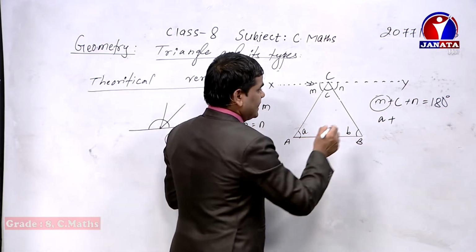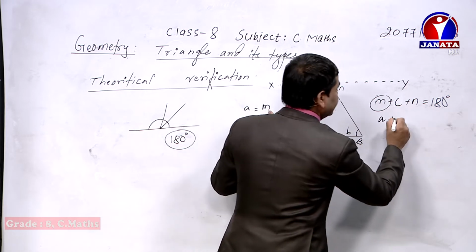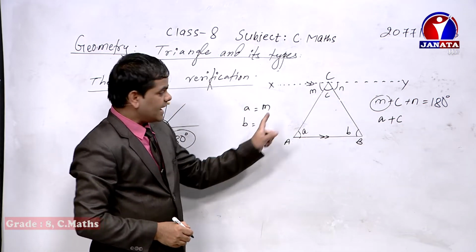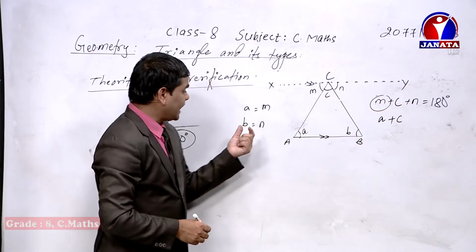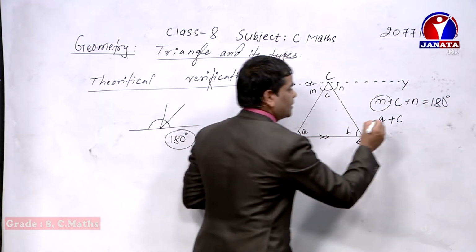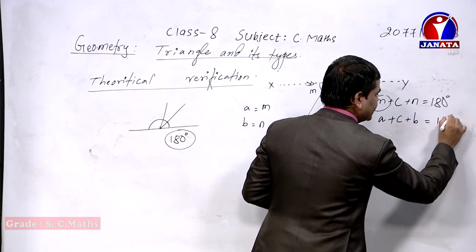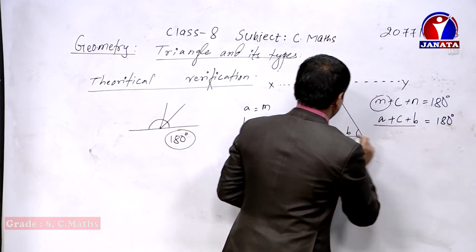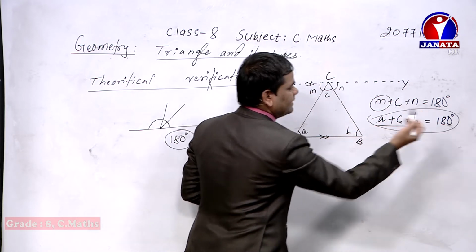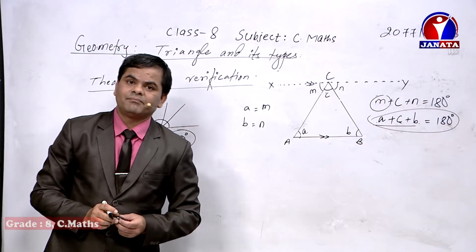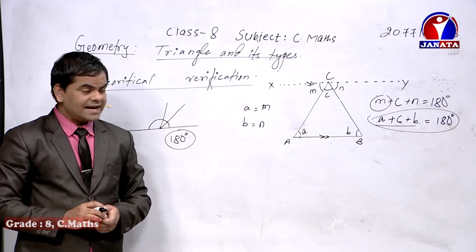Now look here, dear student, in the place of M we can write A because they are equal to each other, and to the angle C leave it the same, C, and then in the place of N, N is equal to which angle? Angle B. So in the place of N we can replace B. Now their sum is already 180 degrees, so angle A plus B plus C, their sum is 180 degrees. So this is the way of verifying theoretically that the sum of the angles of a triangle becomes 180 degrees.